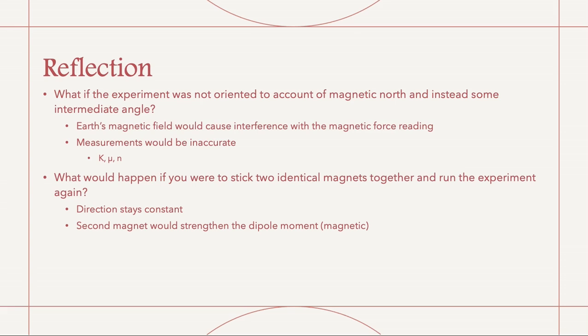For the first question, if the experiment was not oriented to magnetic north, then the magnetometer readings all would have been inaccurate because they would be skewed in the direction of magnetic north, therefore making our calculations for k, mu, and n inaccurate. For the second question, if we were to run the experiment again with two identical magnets together, then the direction of the magnetic field would remain the same, but the magnitude of the field would significantly increase. Thank you.